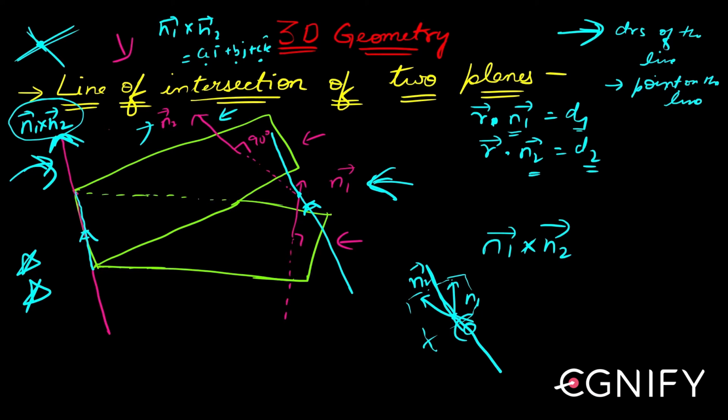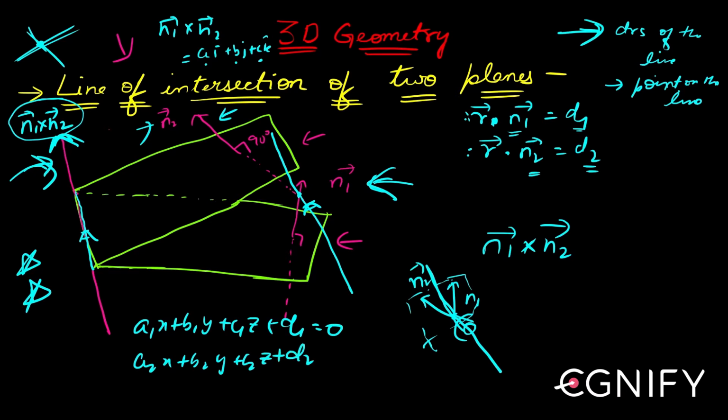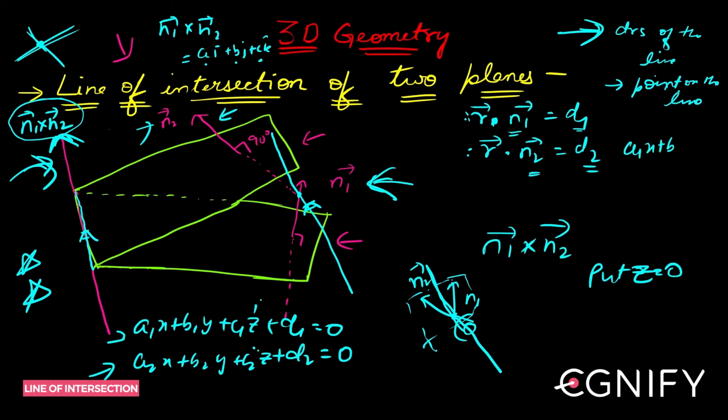But I also need a point on this line. To find a point, if I have the planes available in the coordinate form, for example a1x plus b1y plus c1z plus d1 equal to 0, and a2x plus b2y plus c2z plus d2 equal to 0, if I have them available in their Cartesian form, what I can do is put z equal to 0. So both of them will reduce to a1x plus b1y plus d1 equal to 0 and a2x plus b2y plus d2 equal to 0.